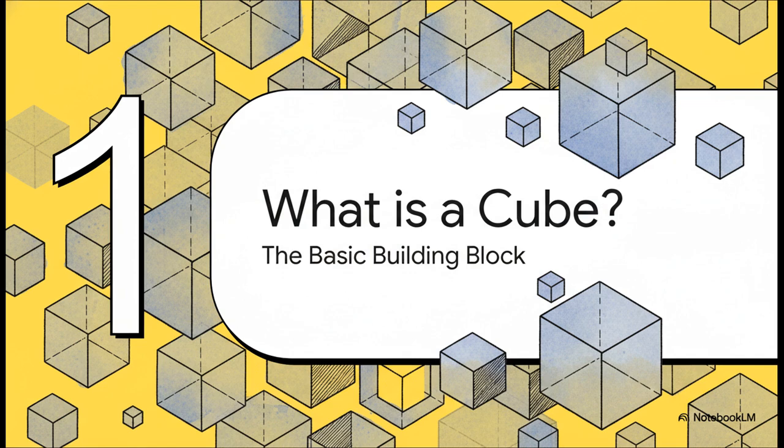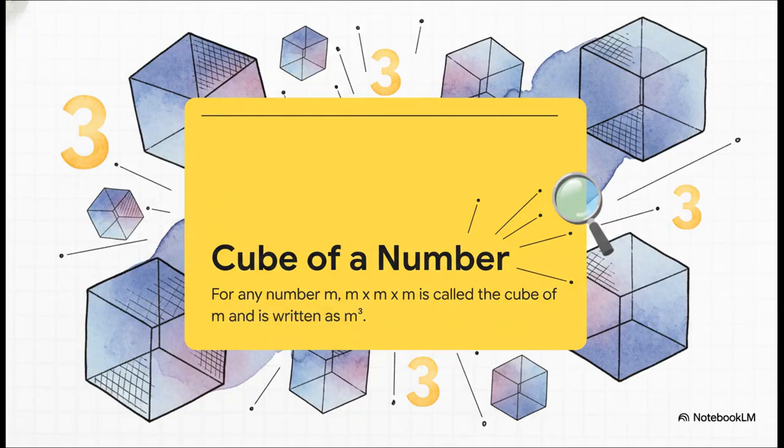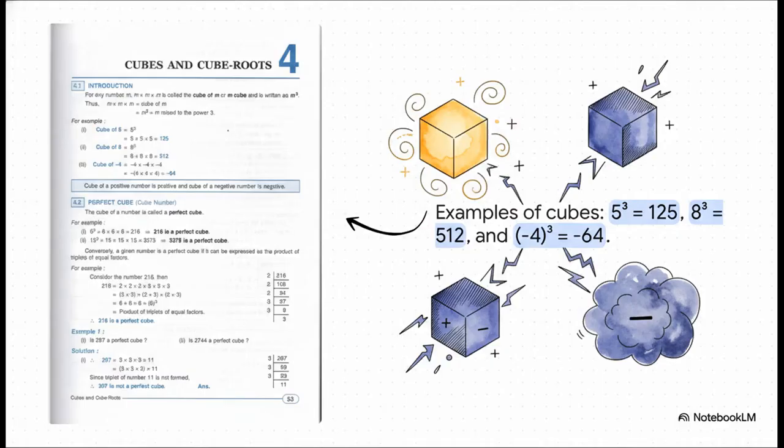What exactly is a cube? Honestly, the idea is super simple. When you cube a number, you just multiply it by itself and then by itself again, 3 times total. And that little 3 you see floating up top, that's just a bit of shorthand for the whole process. And this works for any number, positive or negative, it doesn't matter. Take 5, for example. 5 times 5 times 5 gets you 125.